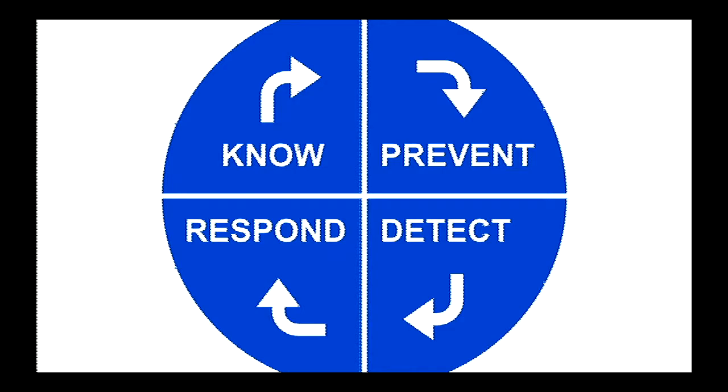Sometimes people have 5 pieces to the pie or different words for the different bits, but basically it boils down to knowing the problem, figuring out how to prevent it, knowing that you can't prevent everything, so you want to detect it when it does happen, and then how do you respond to it when it happens.